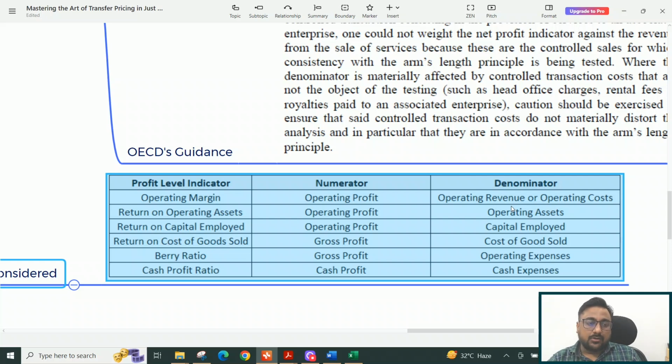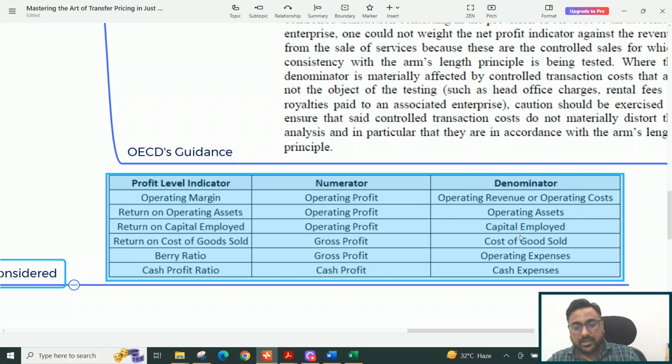The second could be return on operating assets. Again, the numerator would be operating profit and the denominator would be operating assets. So in the capital intensive industries that we saw, you can take such a type of PLI depending upon your case, what will be the most suitable PLI for your entity, and which can also give you reliable comparable results. Then return on capital employed, that is operating profit by capital employed.